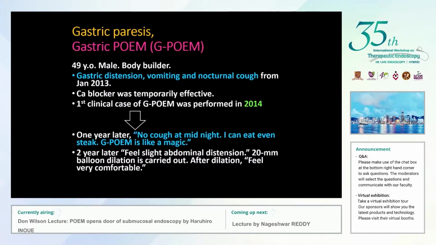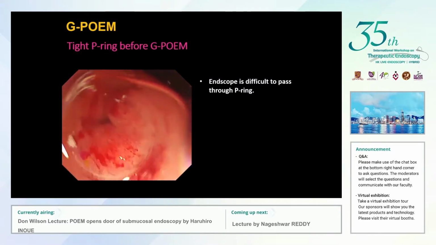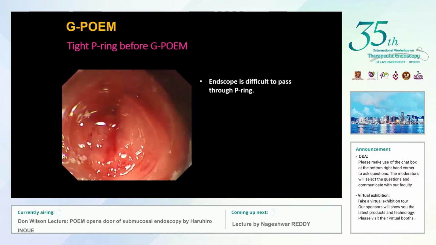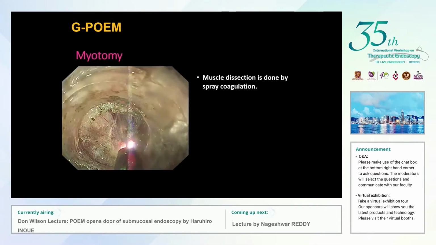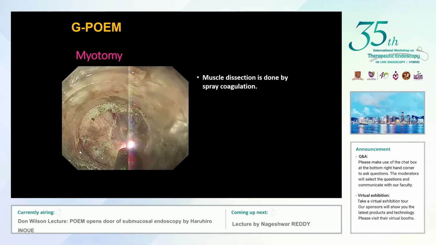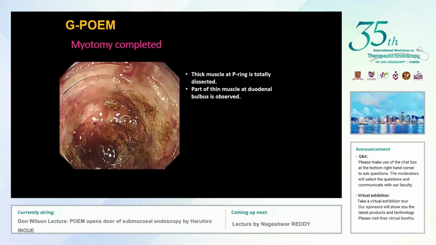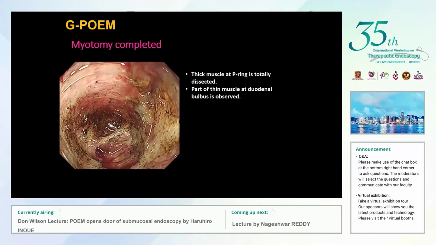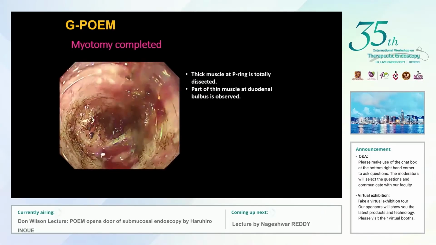This is our patient, a Japanese patient. Before G-POEM, the junction was tight, and the gastric lumen was filled with food residue. We have already cleaned it up. And now we are approaching the pylorus muscle in the submucosal tunnel. After dissection, you can see on both sides the cut edge of the pylorus muscle, and in the center you can see a thin muscle layer, that is the duodenal muscle.